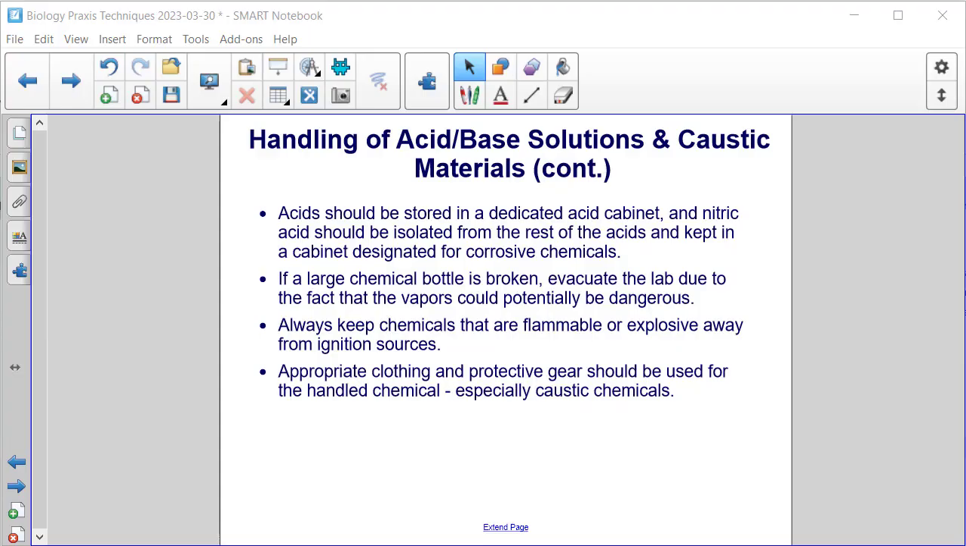Acids should be stored in a dedicated acid cabinet, and nitric acid should be isolated from the rest of the acids and kept in a cabinet designated for corrosive chemicals. If a large chemical bottle is broken, evacuate the lab due to the fact that the vapors could potentially be dangerous. Always keep chemicals that are flammable or explosive away from ignition sources. Appropriate clothing and protective gear should be used for the handled chemical, especially caustic chemicals.